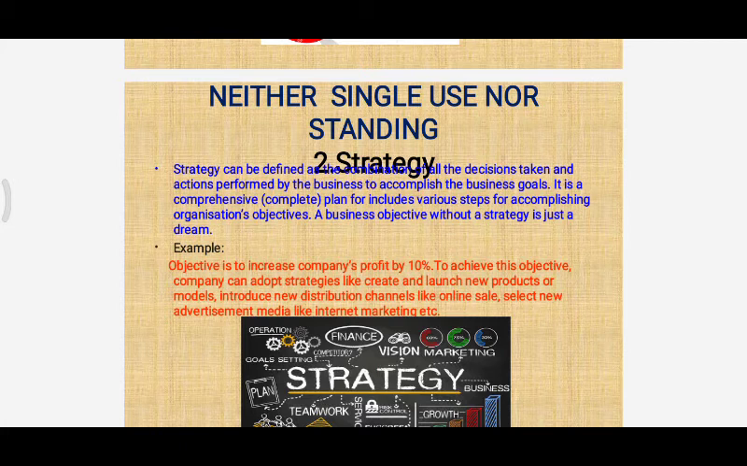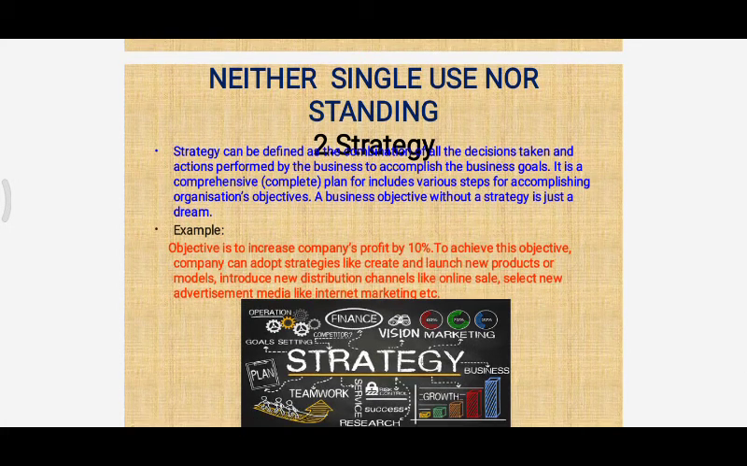If we have a business objective but we don't have a strategy, then it is very difficult to achieve those objectives. In strategy, we have to focus on three aspects. The first aspect is we have to focus on long-term objectives. Then, in order to achieve those objectives, we have to adopt a particular course of action. Then, in order to adopt that course of action, we have to allocate necessary resources.